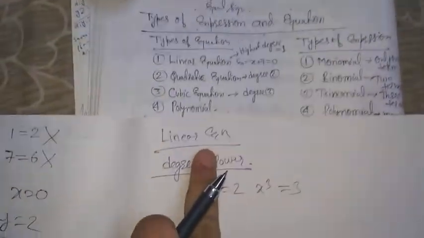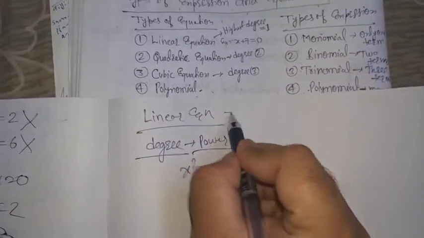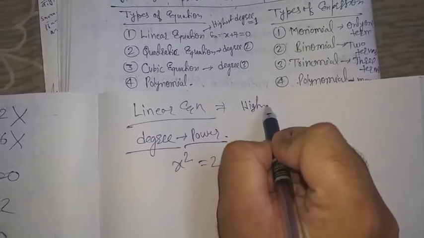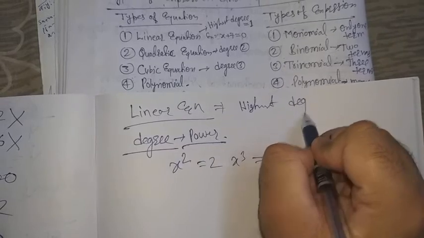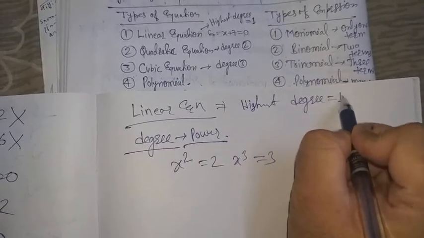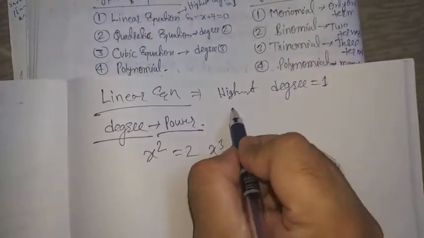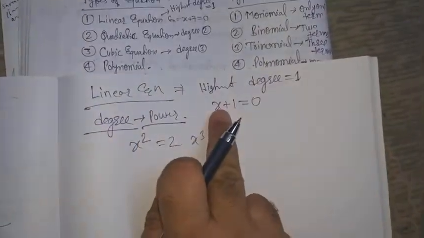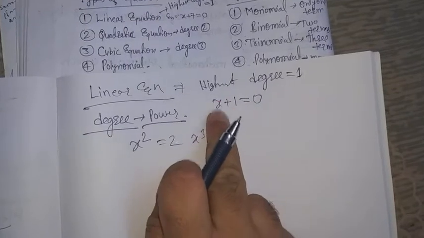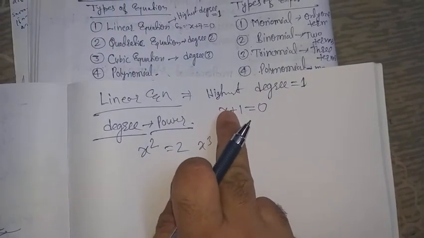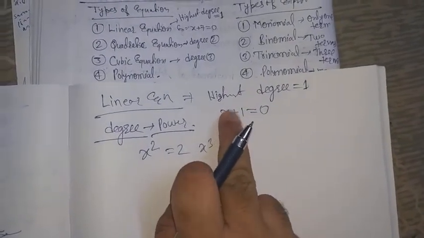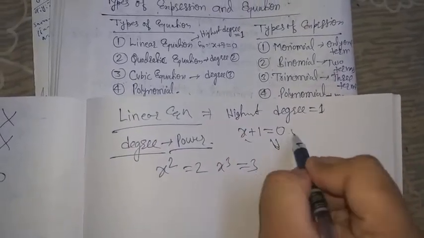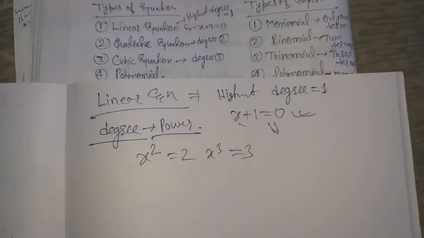So linear equations are those equations whose highest degree is 1. For example, x plus 1 equals 0. What is the power of x here? 1. If the power is not shown, it means the power is 1. So this is called a linear equation.